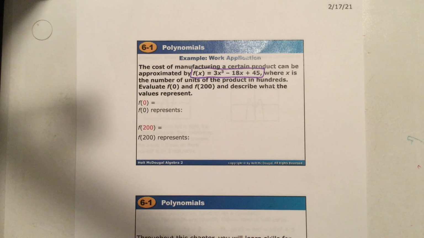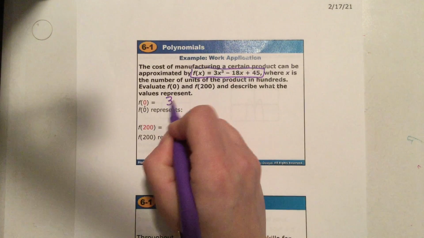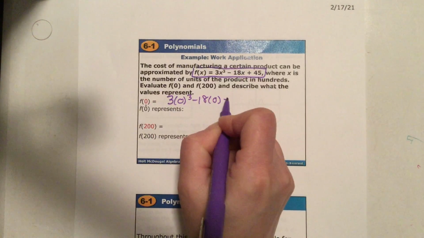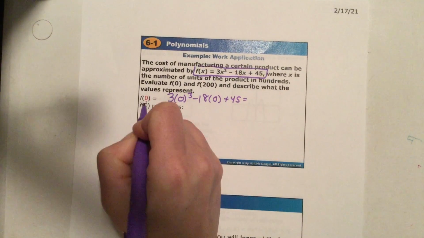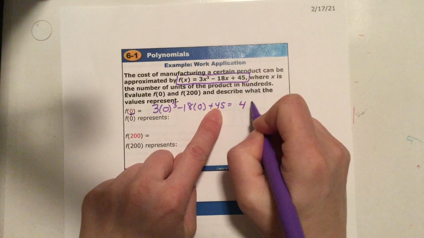If you want to figure out the cost, you can just replace the x with a value. So if they want us to find the value of making nothing, making 0, we could go into the function and replace the x's with a 0 and evaluate it. So here I end up with just 45.